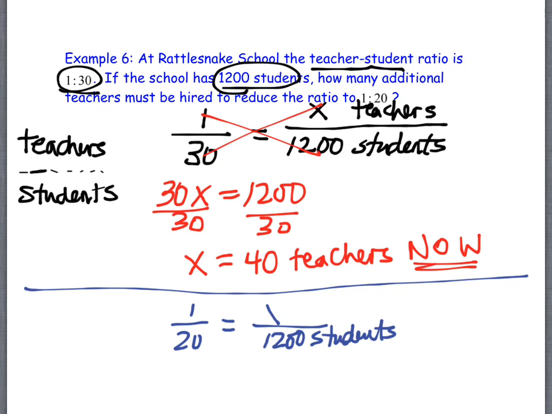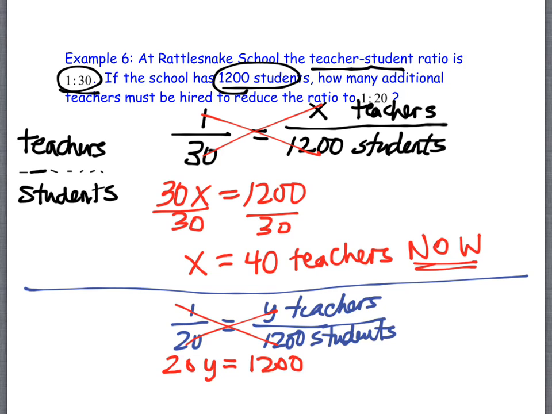And let me use another letter here. Let me call this Y teachers, because I don't want you to think that the X's mean the same thing each time. X the first time is the teachers I have now. Y the second time is the number I want to have. All right, so cross multiply like we did last time, right? So this would be 20Y equals 1,200.